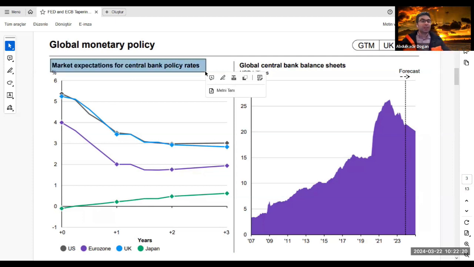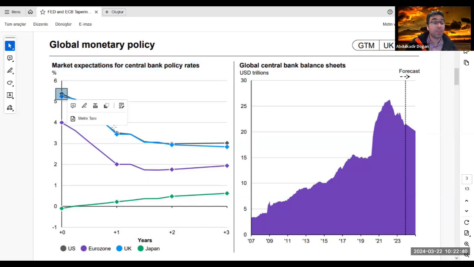So what the market expects for the central bank in these developed market economies for the next couple of months. As you see today, for the UK and the United States, the policy rate of the central bank is around 5.5. But it will decrease accordingly after 1, 2, or 3 years to 3%. For the Eurozone, it is now 4%, but it will gradually decrease to here.